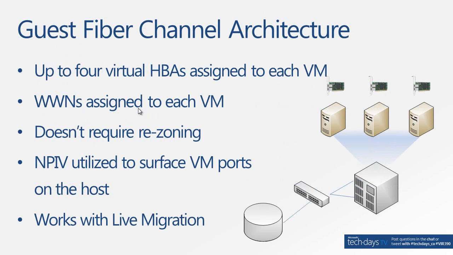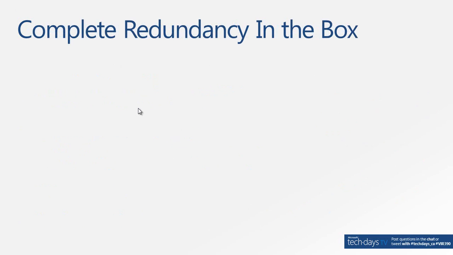Also, with regards to Fibre channel, just going back into that, you support the 4 virtual HBAs to each virtual machine that can be assigned, and we do support worldwide names assigned to each VM. We don't require rezoning today, and NPIV is actually utilized to surface the VM ports on the host. NPIV is functionality that I think over the last 3 years, every single Fibre channel vendor has supported, so it shouldn't be too much of an issue. And again, this also does work with live migration. So, you've got NPIV ports, and really the guest clustering is there.